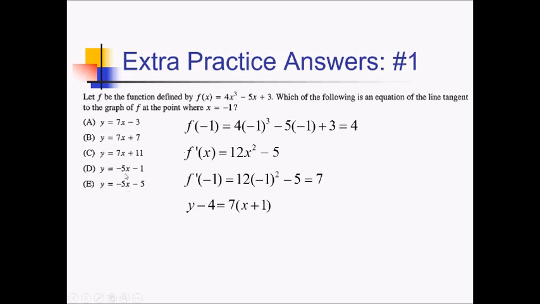And to put this back in this form now, let me distribute this out and add the 4 over here. So I've got a 7x after I distribute that. I'm also going to have a plus 7, but if I add this 4 over here, that's going to be plus 11. So that's going to be choice C.